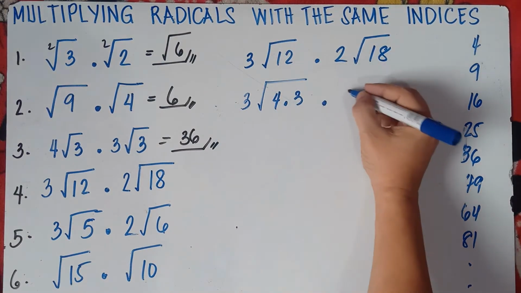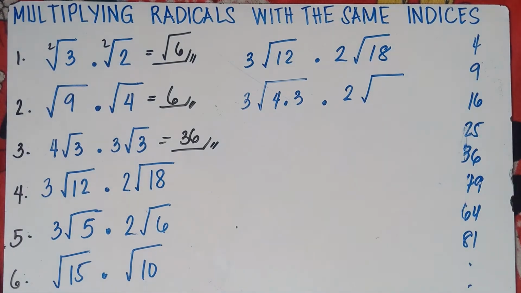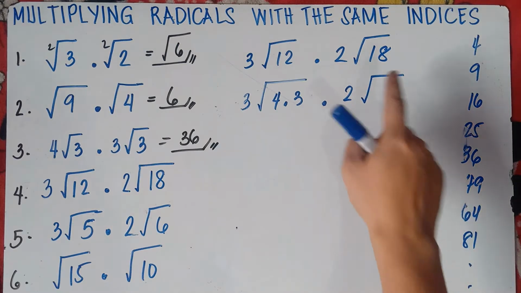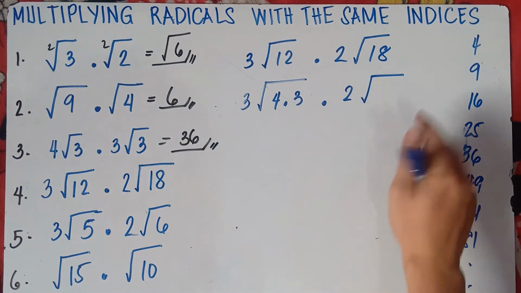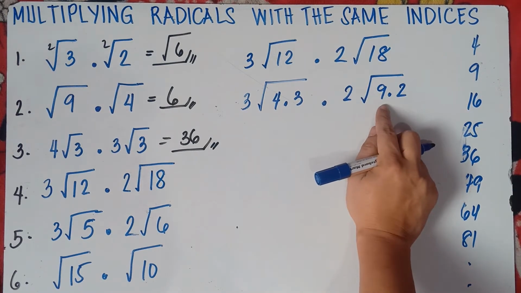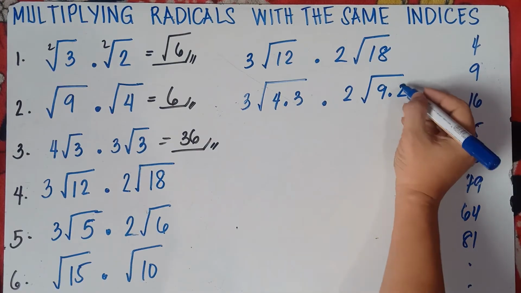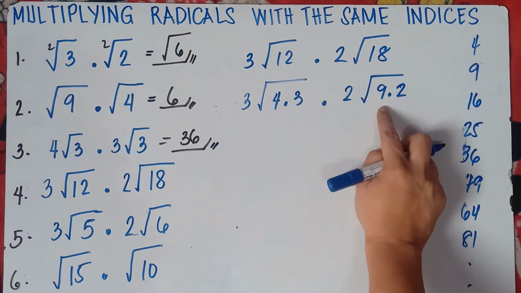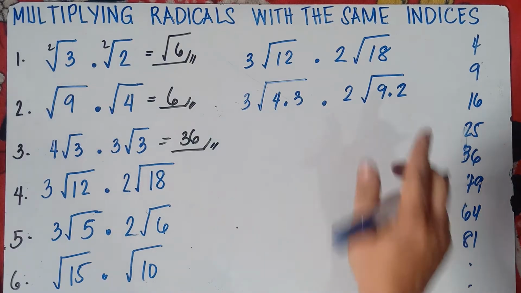Times, so copy 2. Now for the square root of 18, class, what would be that number? One number is a perfect square, the other is not, and when we multiply, we get 18. That's correct. That would be 9 times 2, right? Because 9 is a perfect square and 2 is not. So we see 9 here as the perfect square. 9 times 2 is 18. That's how you do it, class.